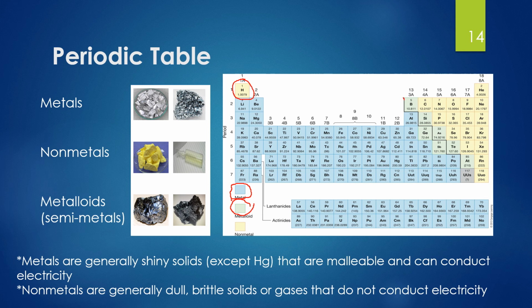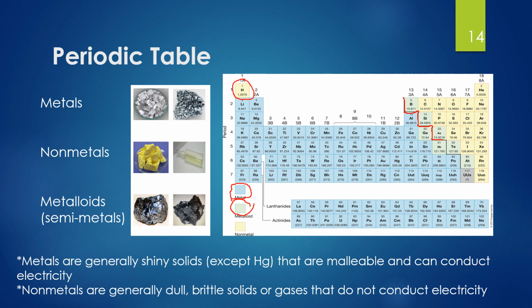So you might be able to see this bold zigzag line starting right at the edge of boron here. So everything touching that line except for aluminum is going to be a metalloid. So that will help you remember where the metalloids are. And that'll also help you remember where the metals and the nonmetals are, since this is the line that is separating the metals from the nonmetals.